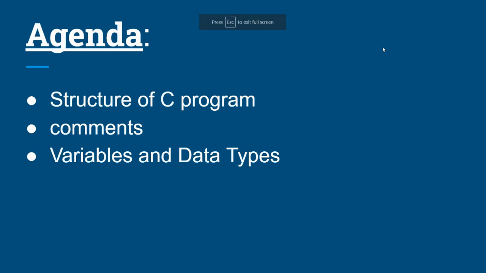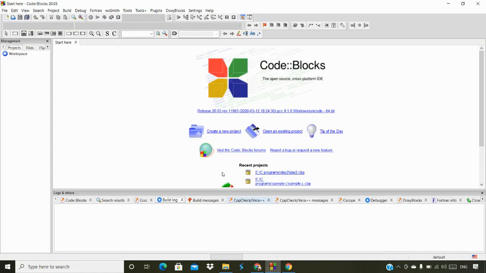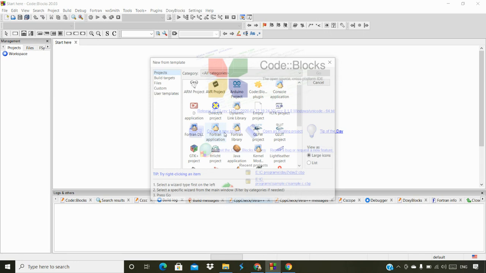Without any further delay, let's jump into today's agenda, that is the structure of C programming. First we will look into the structure, then we will look into the comments, and finally we will look into variables and data types. So let me open my editor, which is Code::Blocks, which you already installed yesterday.